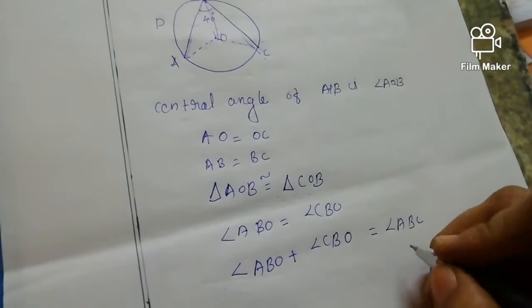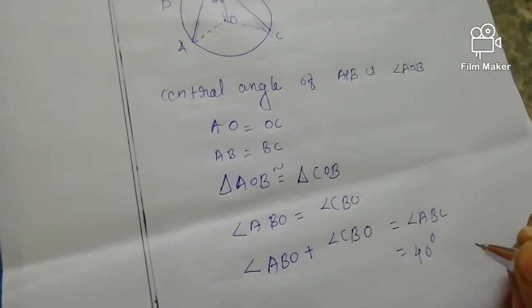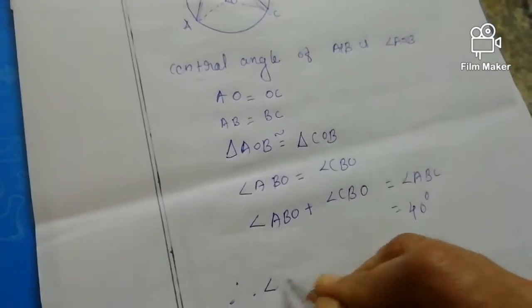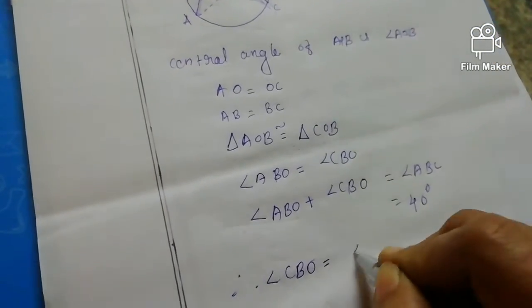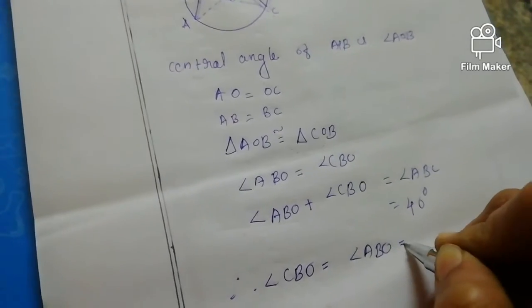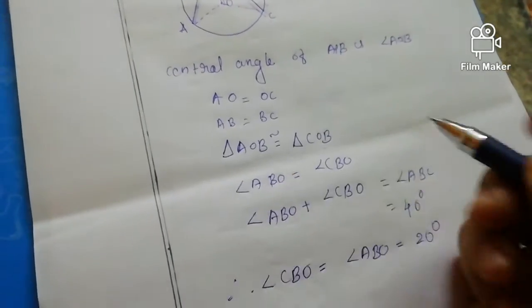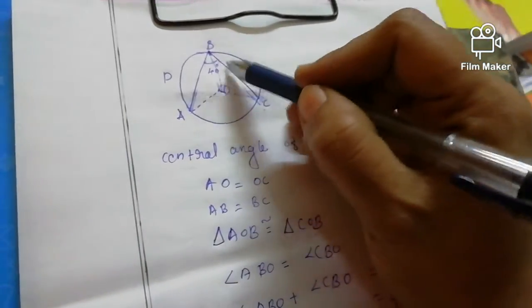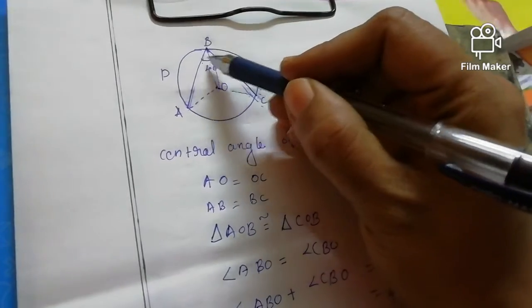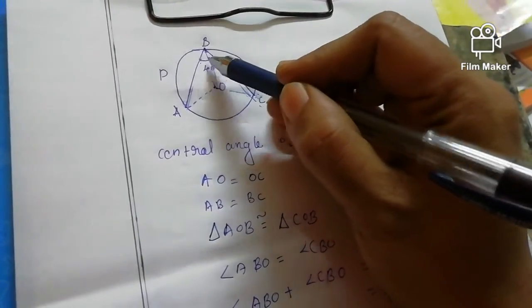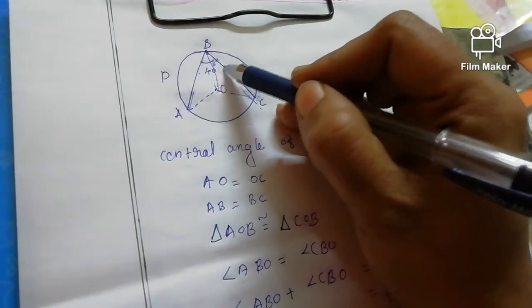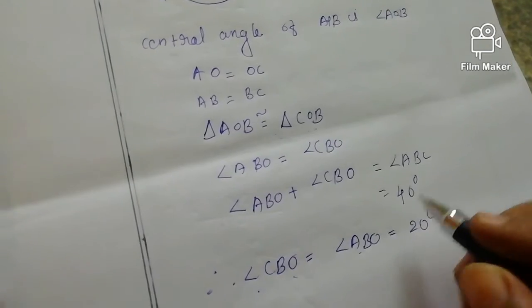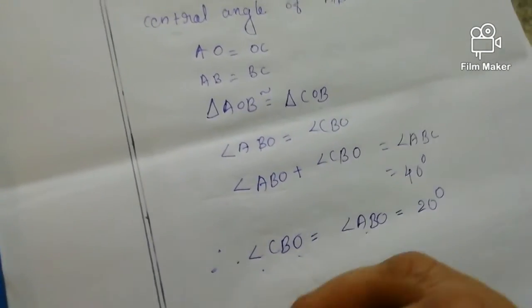Angle ABC is equal to 40 degrees, from our question. Therefore, angle CBO equals angle ABO equals 20 degrees. Using the congruency property, angle CBO and angle ABO are equal, so this 40 degrees is divided equally into these two angles: here 20 degrees and here also 20 degrees.